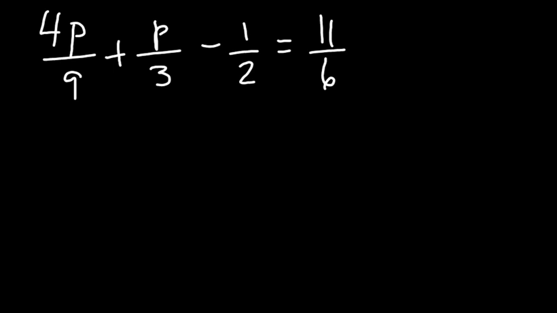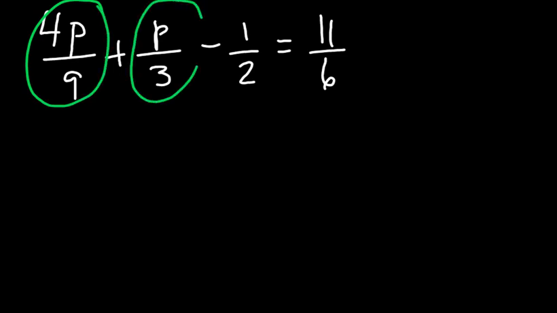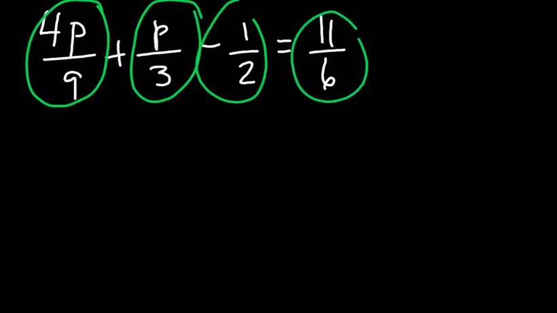9 goes into 18. 3 goes into 18. 2 goes into 18, and 6 goes into 18. So, to get rid of the fractions, we are going to multiply each term by 18. That times 18, and that times 18, and that times 18, and that times 18. That's what we're getting ready to do to get rid of the fractions.